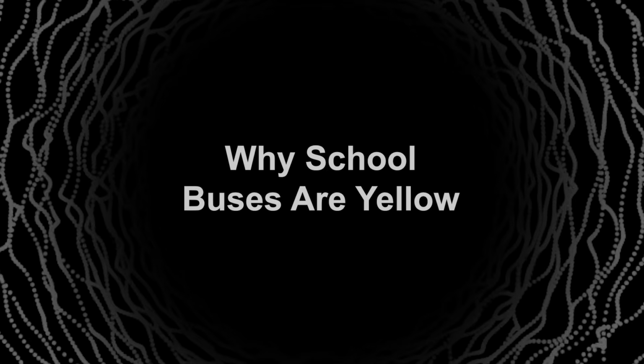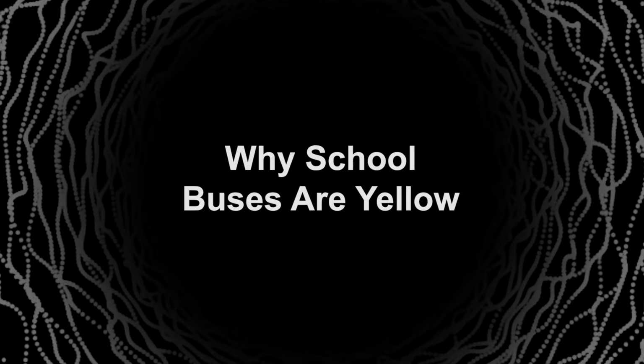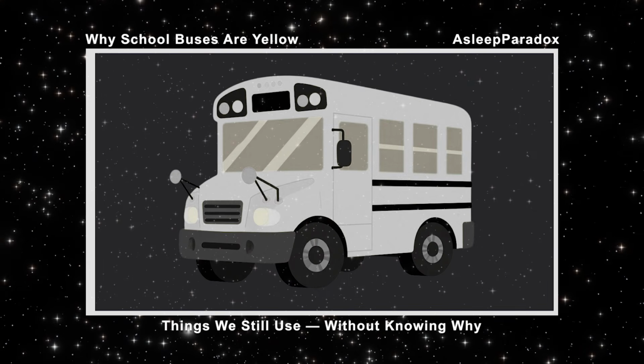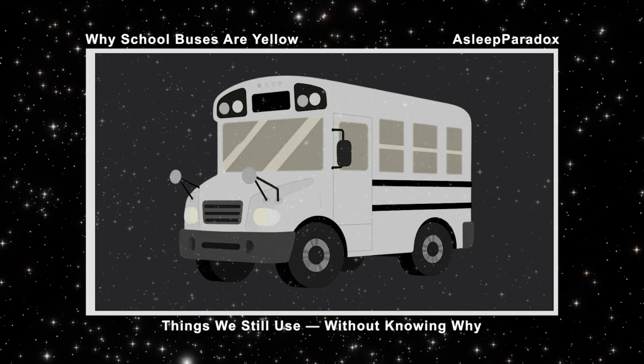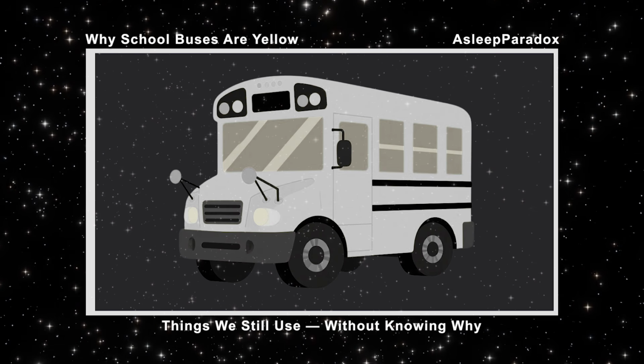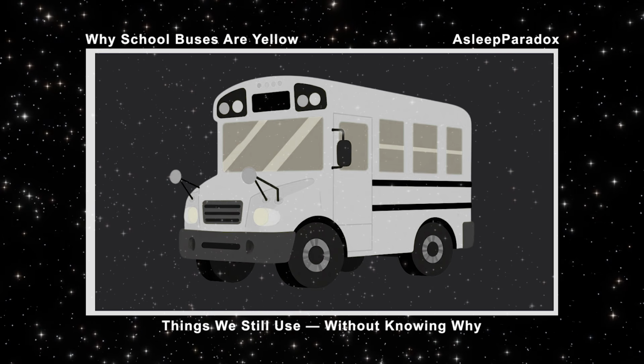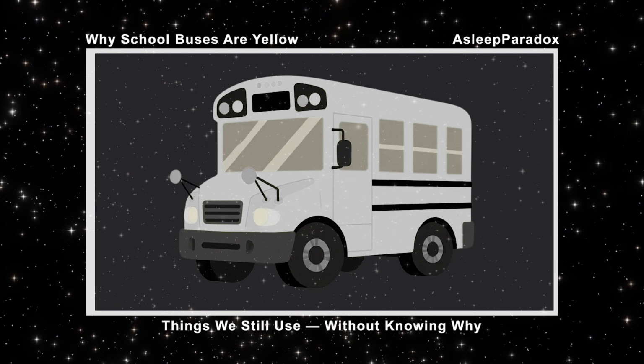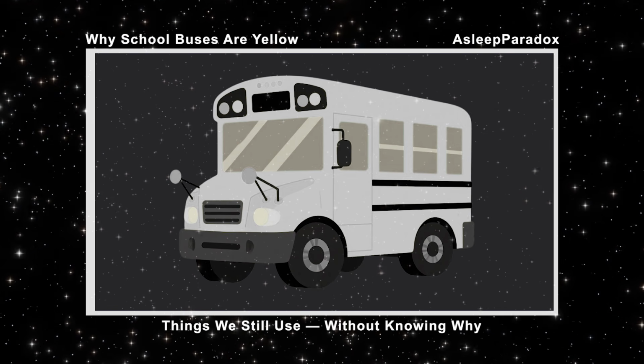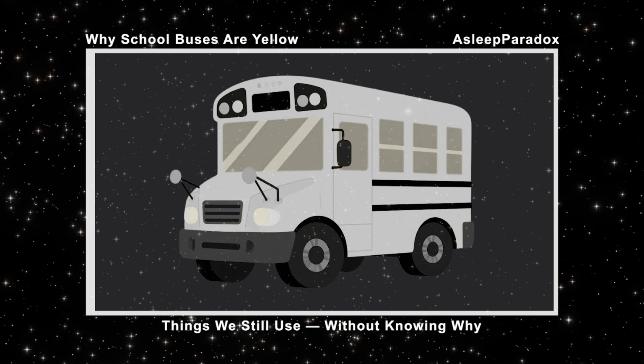Why school buses are yellow. The yellow color of school buses in the United States is so familiar that it feels inevitable. Generations of students have associated that specific shade with morning routines, safety, and the structure of the school day. Yet the choice was not arbitrary, nor was it purely aesthetic.